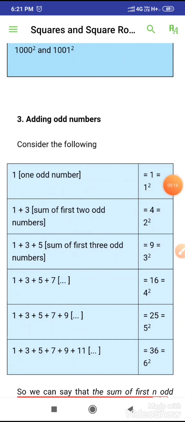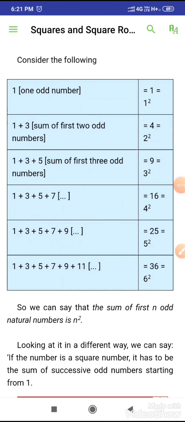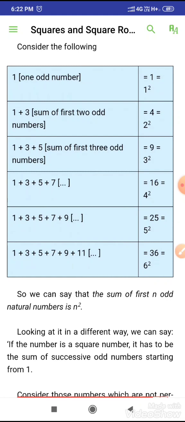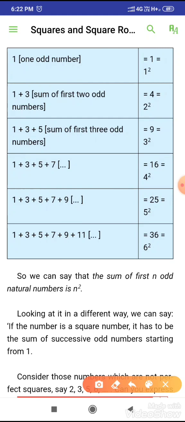Now the third topic is adding odd numbers. Consider the following table. On the left side of the table, some of the odd numbers are given, and on the right side of the table, this sum is expressed in the form of a square number. So now start from 1. In the first row, 1 odd number, and it is the square of 1. In the second row, 1 plus 3, the sum of the first two odd numbers.